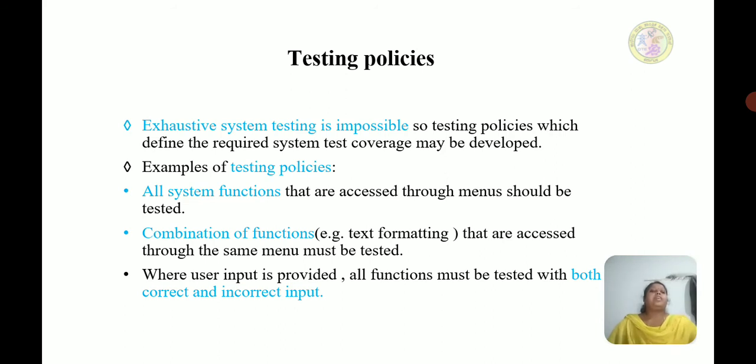In the testing policies, exhaustive system testing is impossible. Why? Because the required system coverage may still be under development. For example, in the testing policies, we consider all the system functions that can be accessed through the menu, which have to be tested. For the combination of functions, such as text formatting accessed through the same menu, these must be tested, and where user input is provided, all functions must be tested with both correct and incorrect input.